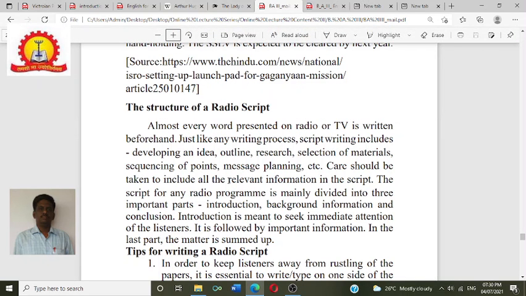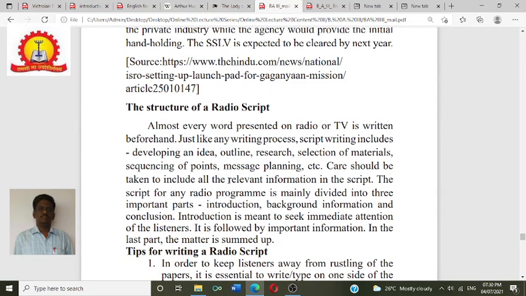So now let's see the structure of a radio script. Almost every word presented on radio or television is written beforehand. Of course, we have to prepare it first and then present it on radio or television. So it should be written before it.